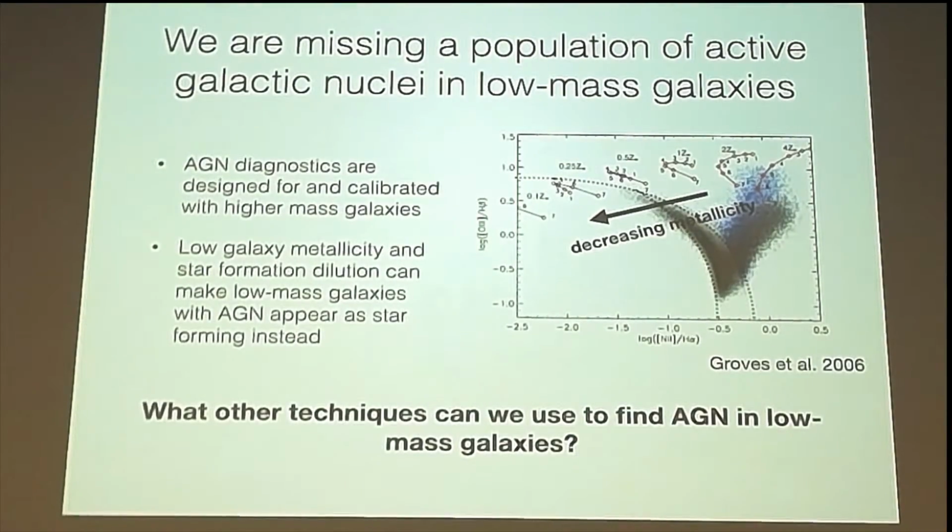And so low galaxy metallicity and star formation dilution are two examples of effects that should primarily affect these low mass galaxies, which means that we may be missing AGN in these small galaxies using this narrow line diagnostic diagram. So I was interested in exploring what other techniques we could use to find AGN in low mass galaxies.